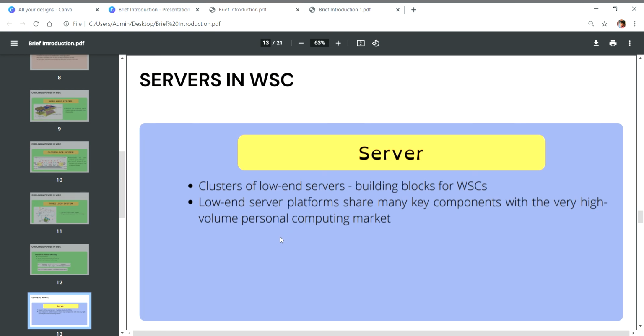Next, I'll go to the server. A cluster of low-end servers are the preferred building blocks for the WSC these days. Low-end server platforms share many key components with the very high volume personal computing market, so this benefits more from the economies of scale. However, the use of a very low performing cost can turn out to be unattractive for a WSC. All these small servers may lead to lower utilization.